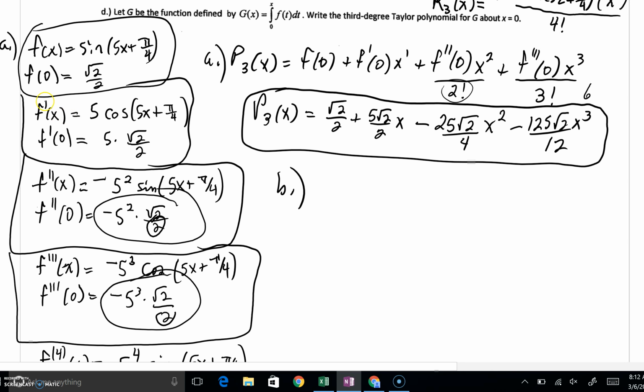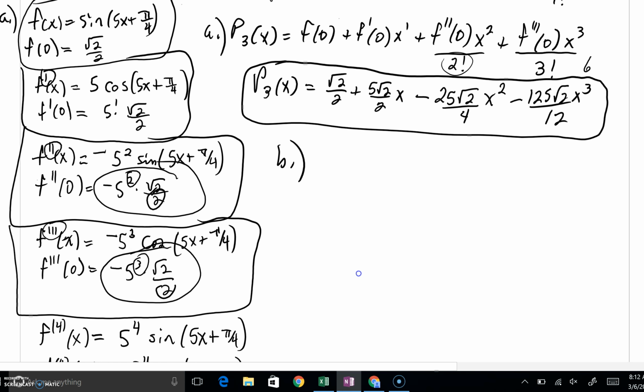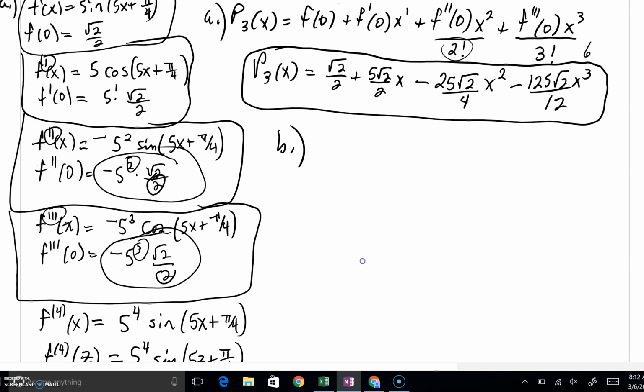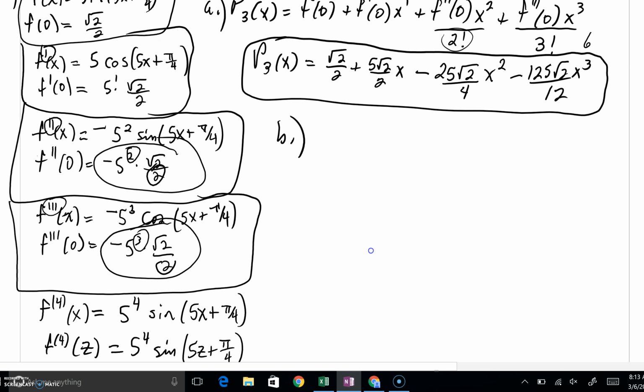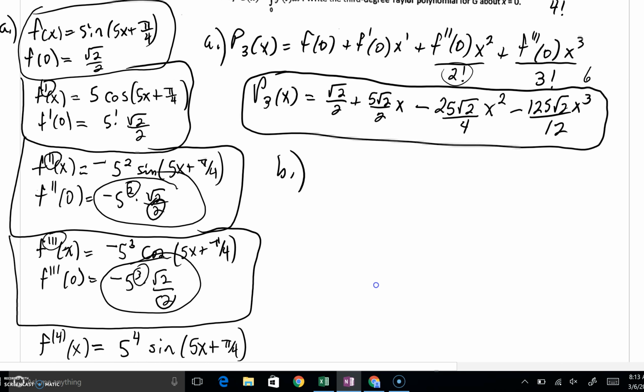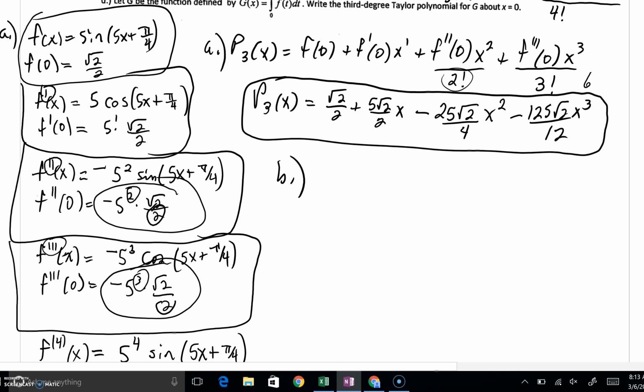Look at this. With our first derivative, we had 5 to the first. Second derivative, 5 to the second. Third derivative, we had 5 to the third. We're always going to have a root 2 over 2. But adding to some confusion, you might think, well, now wait a minute. Sometimes our terms are positive. Sometimes our terms are negative. So there's more to the story here.